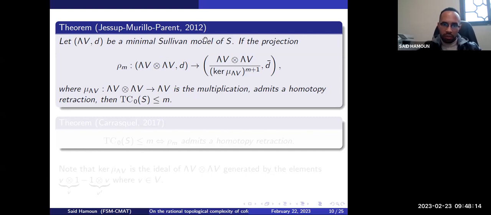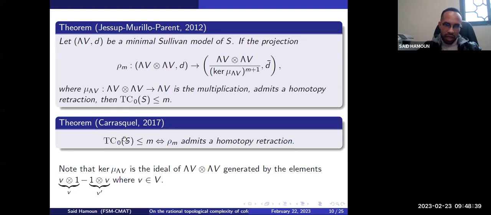Jessup, Murillo, and Parent proved in 2012 that TC0 of S is less than or equal to m if rho m admits a homotopy retraction. And then they conjectured that TC0 of S is exactly the least integer m for which rho m admits a homotopy retraction. And the result turned out to be true by the theorem of Carrasquel, who proved that TC0 of S is the least integer m for which rho m admits a homotopy retraction.